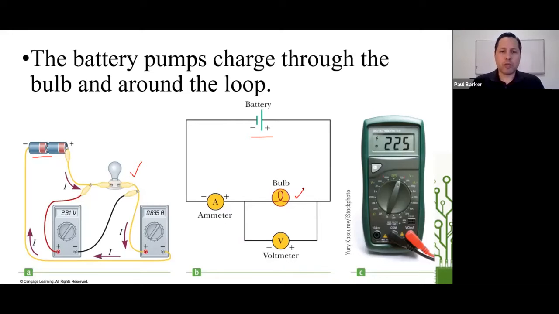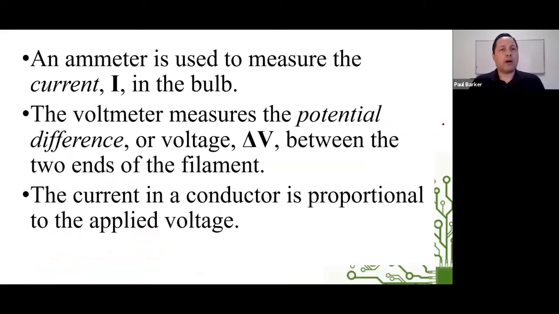Next, to measure the voltage, we're going to use a voltmeter here, connected to one side of the bulb and the other. And here's the voltmeter on the schematic. And finally, to measure the current, we can use an ammeter here. And here's your diagram. Of course, a multimeter can work as both a voltmeter and an ammeter. Now, an ammeter is used to measure the current I in the bulb. The voltmeter measures the potential difference, or voltage, delta V, between the 2 ends of the filament.